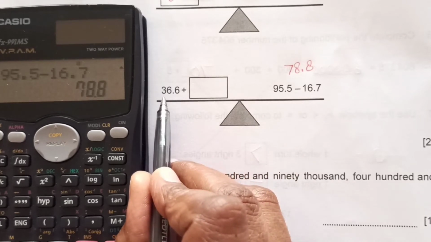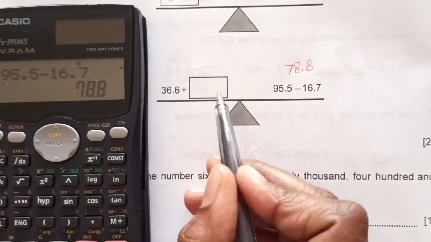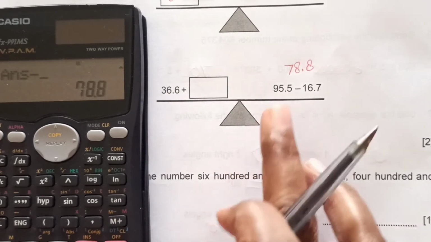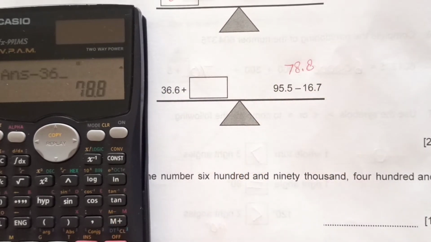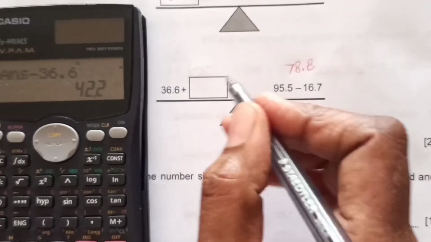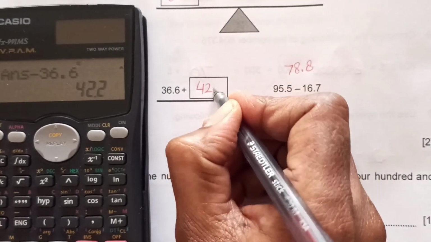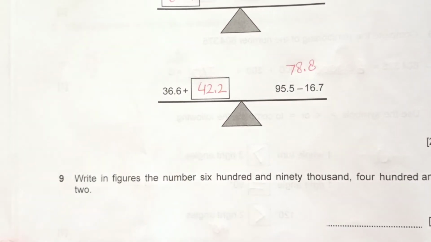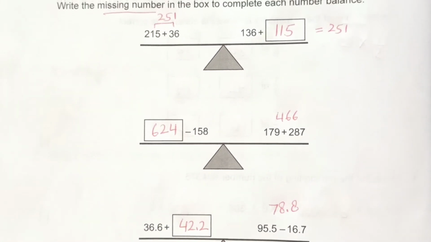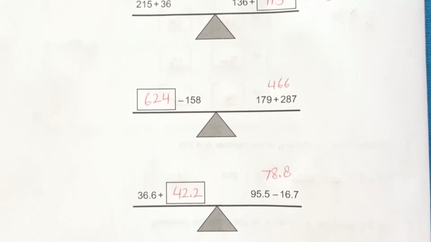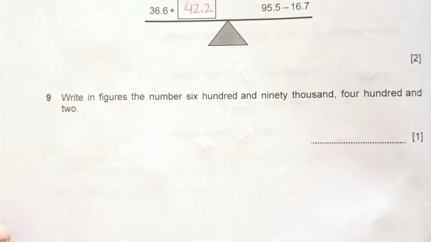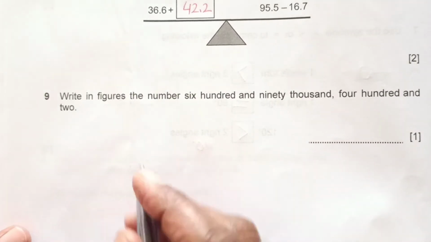So we already have 36.6. So what should be added to make this? So we can just subtract: 78.8 minus 36.6. So this is 42.2. Okay. So let me show you this again. It's like this. Fine.